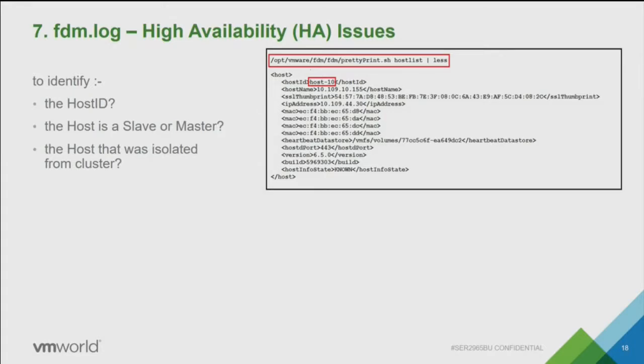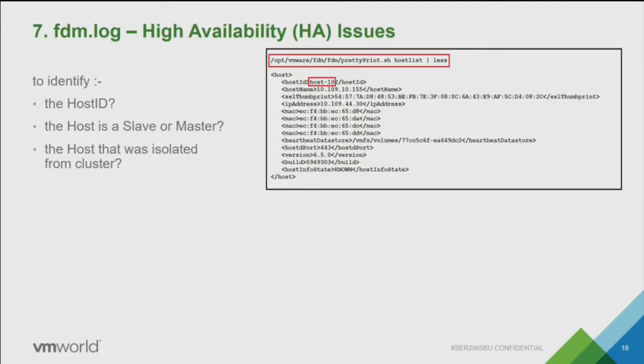I'm sure not many of you know this. There is a script I would call it, prettyprint.sh. So you can see it right there. The location is /opt/vmware/fdm, and then you have prettyprint.sh. Ideally this script is used for log bundle collection purposes. So if you're initiating a log bundle, this executes and it will pull out some information about the host and the cluster configuration on the HA itself.